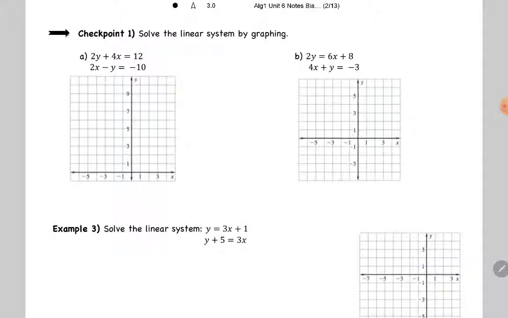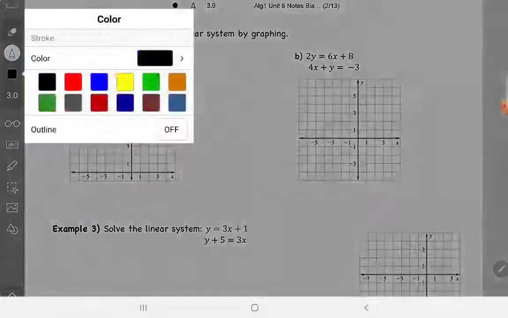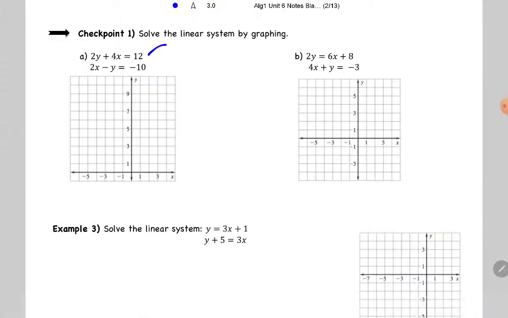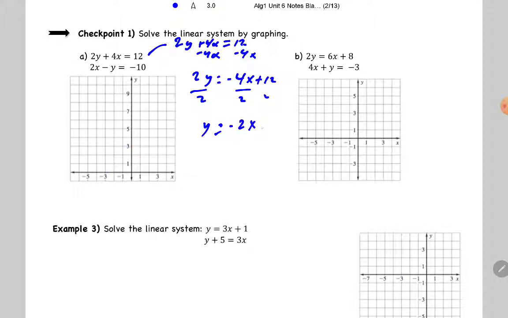Okay, solve the linear system by graphing. So 2 more examples. Remember, the first thing you've got to do is rearrange these. The first one is going to be blue this time. So 2y plus 4x equals 12. To get y by itself, I'm going to subtract 4x from both sides. I get 2y equals negative 4x plus 12. Now I'm going to divide everything by 2, and I'll get y equals negative 2x plus 6.